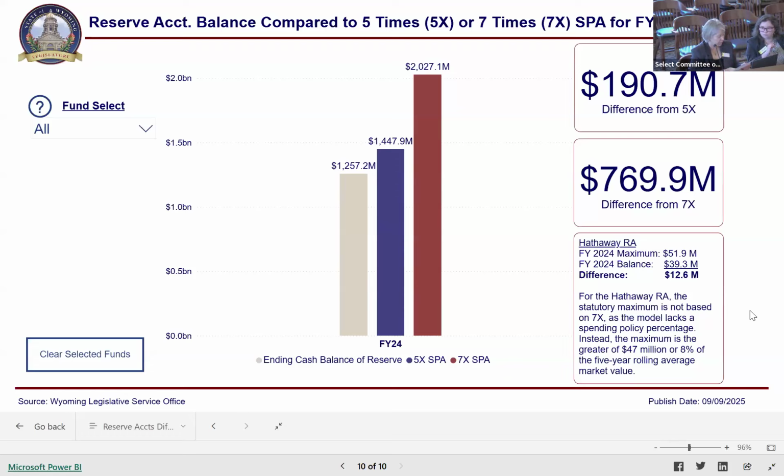The common school reserve account, like we talked about, depends on how much we have in FMRs to swap with the investment earnings. We had high investment earnings and low FMRs, so it might take 2 years to swap it out. So LSO is estimating that the common school reserve account is going to be just below the 5X at the end of fiscal year 25. And then for the Hathaway reserve account, LSO is estimating that we will have a corpus tip there and it'll be at the maximum. And for the excellence in higher ed, we're estimating that it's going to be at the 5X, but not the 7X.